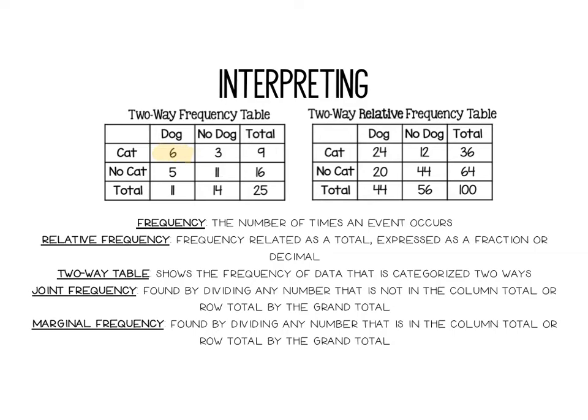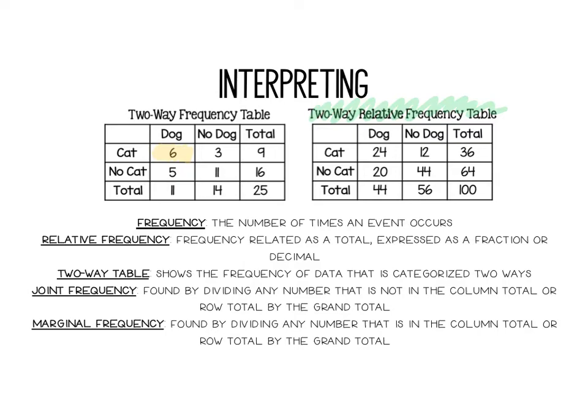A two-way table just shows data that's categorized in 2 ways, so 2 different variables. In the first table, we're looking at whether people have a cat and whether people have a dog, so 2 different categories. Joint frequency is found by dividing any number that is not in the column total or row total by the grand total. So this relative frequency table is expressed in percents. So 24% of the people have a cat and a dog.